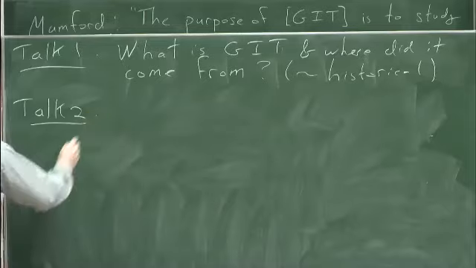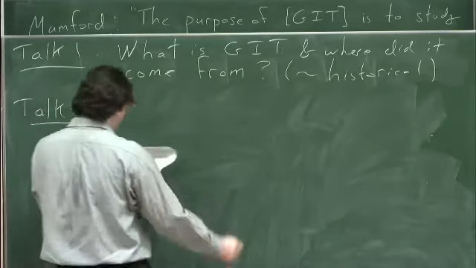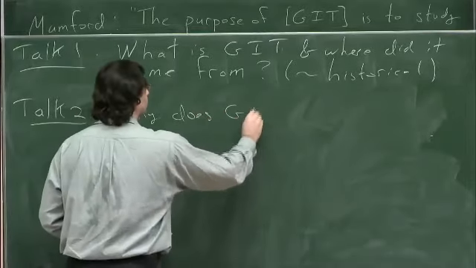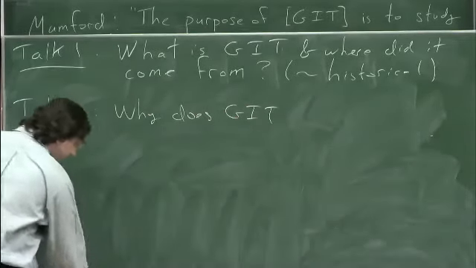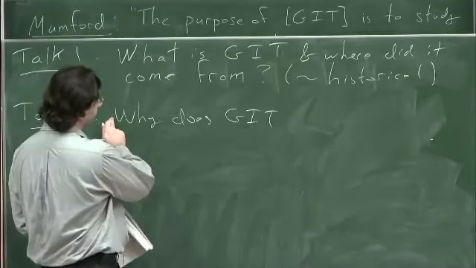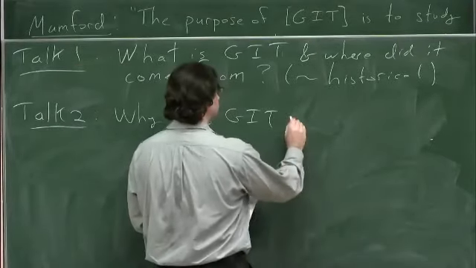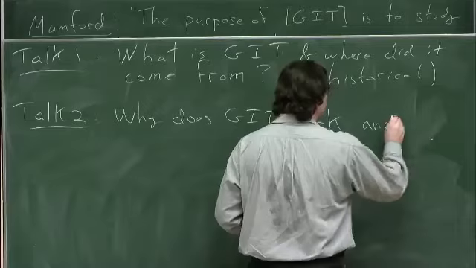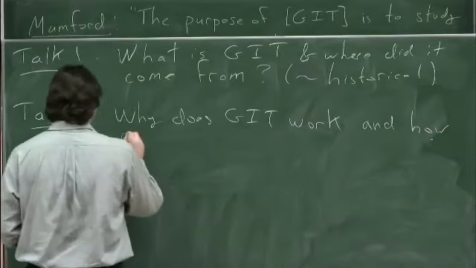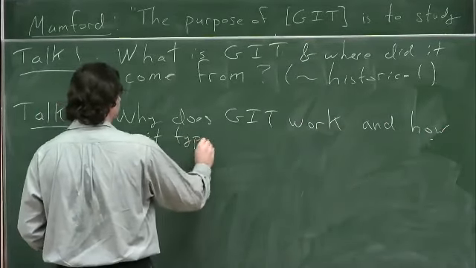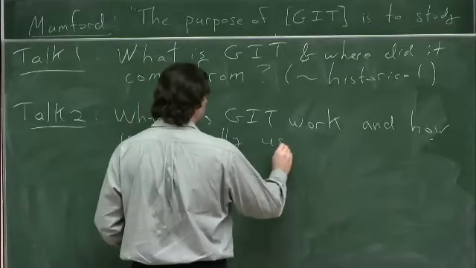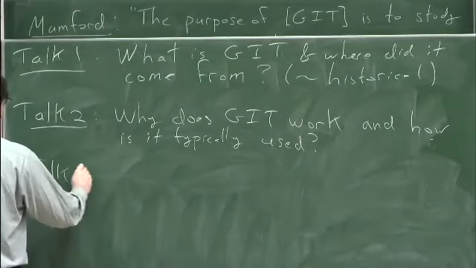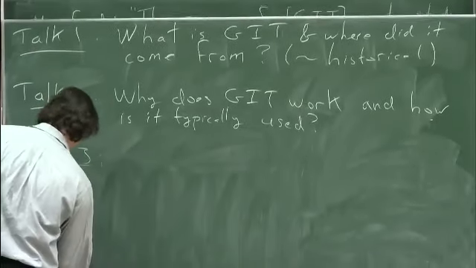Talk 2 will answer more of these W questions. We had what and where. Well, how about why does GIT work? So I can give lots of detailed proofs about certain theorem statements, but in the end, there's really only a couple of reasons why GIT works so well. And also, how is it typically used? For instance, in modular problems. The third talk and the fourth talk will then be a little bit more flexible in the subject. We'll see how timing works.